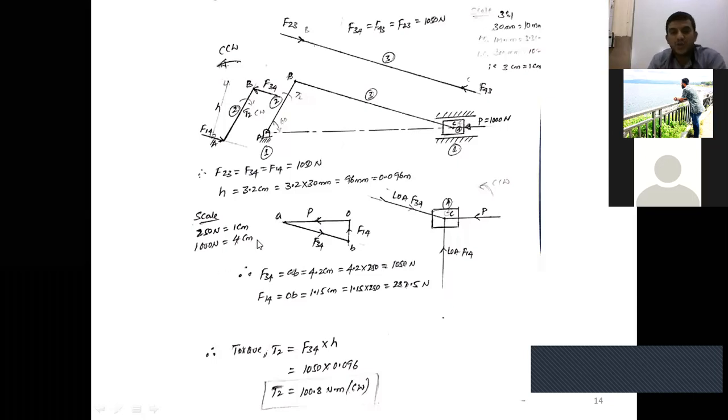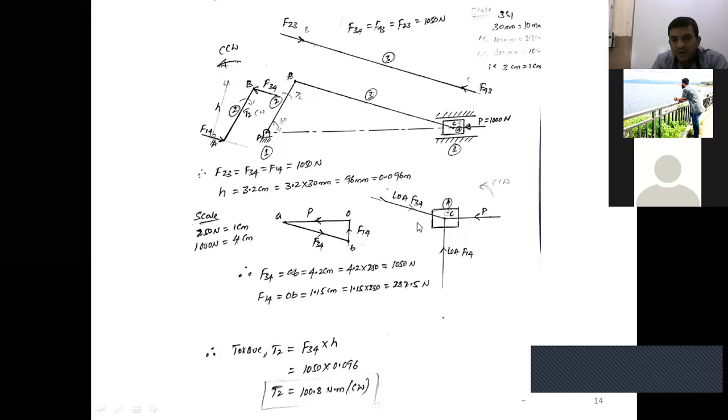Yes, because you don't know the magnitude of F34, just simply draw a line which is parallel to the line of action of F34 from point A. On both sides you can draw here, but make it only as a line of action of F34.